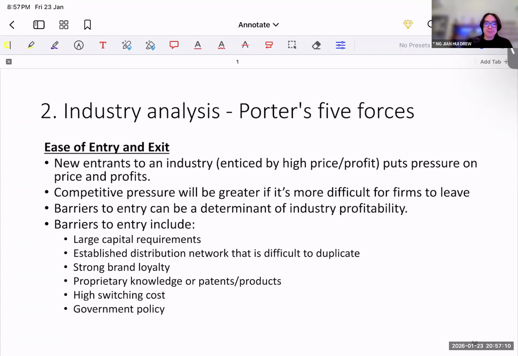So for your Porter's Five Forces, we start off with the idea of ease of entry and exit, right?